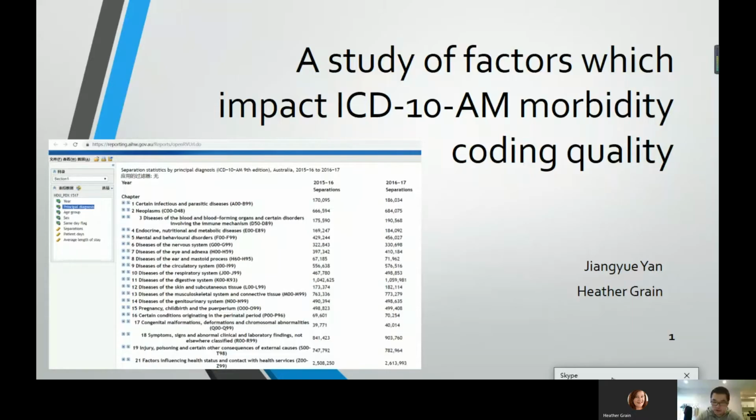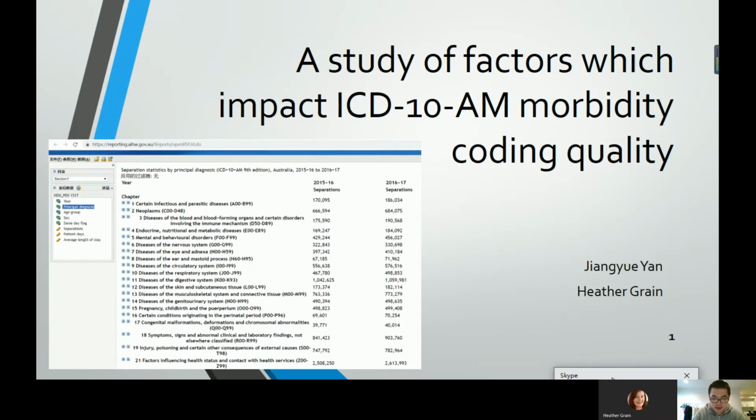Yes, today I'm going to talk about my graduation project, which is a study of factors which impact ICD-10-AM morbidity coding quality. This project is supervised by Ms. Heather Green. This picture shows morbidity data which is collected by the Australian Institute of Health and Welfare.